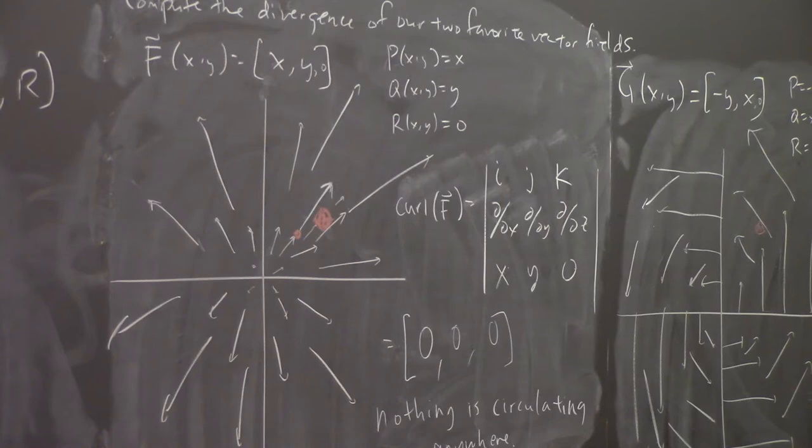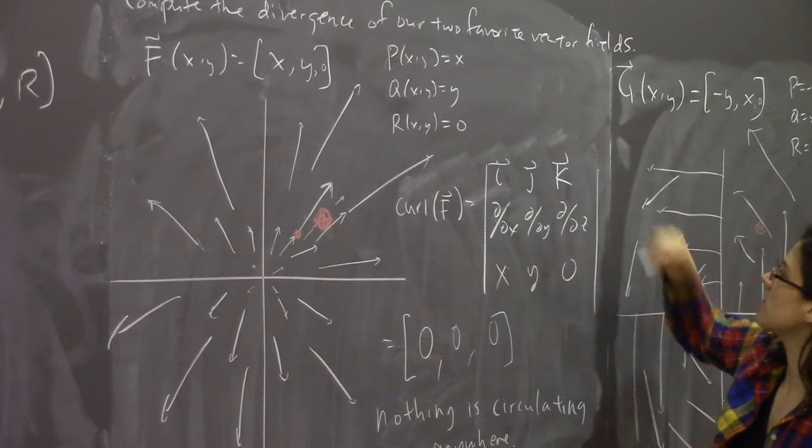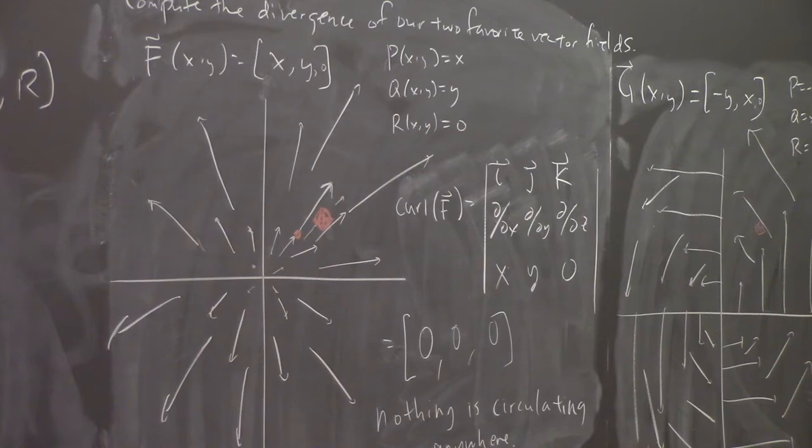Okay, let's do the curl calculation over here. So I'll erase a bit of our divergence calculation, and we'll do a curl calculation of our other favorite vector field. So the curl of G, okay, once again, it's i, j, k, those are vectors. I did not put vectors over here, that was bad. There, those are vectors. Partial with respect to x, partial with respect to y, partial with respect to z of our function, which is negative y, x, 0.